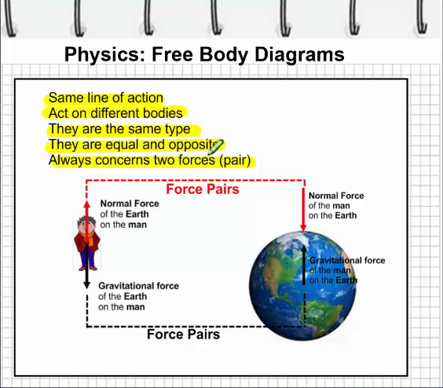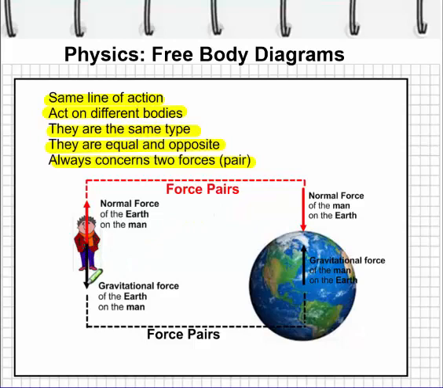So my example here is I drew a free body diagram of a man that's just standing on the surface of the earth. The man would feel a normal force of the earth pushing up on the man. If I was drawing a free body diagram of the earth, then the earth would feel the normal force of the man on the earth. These are called force pairs. They're in equal direction, but they are the same magnitude.